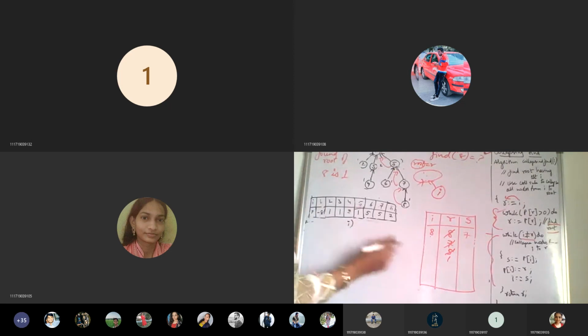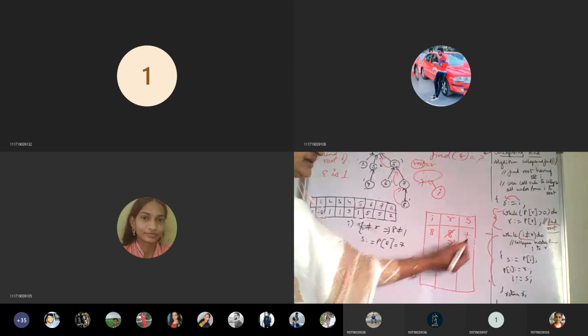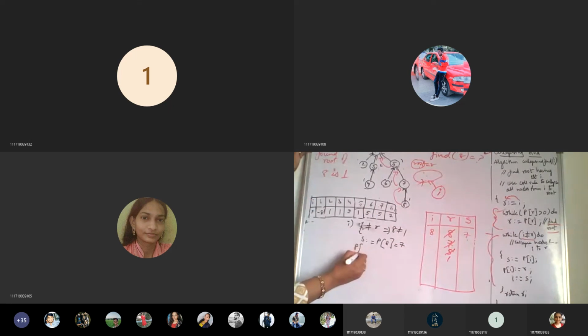So the first thing we are going to do: this while condition I am writing, I not equal to R. So 8 not equal to 1, we are taking. Okay, so after that what we are doing, S is equal to P of I. So what is I? I is 8, P of 8. What is P of 8? P of 8 is 7. So that's why I am writing 7 here. Okay, and then P of I is equal to R. What is R? 1. So P of I is equal to 1 we are making.